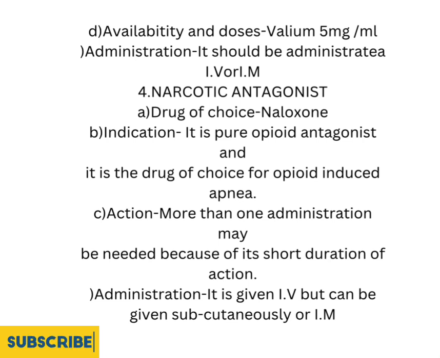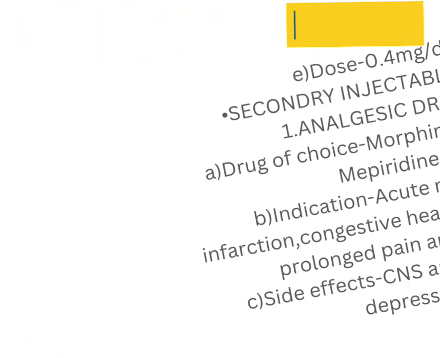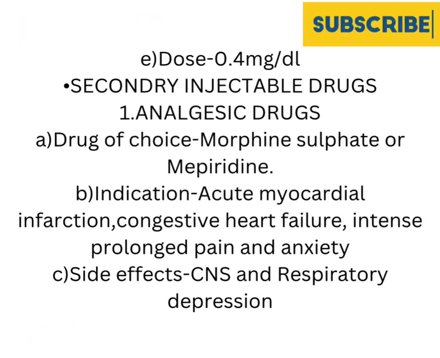4. Narcotic antagonist. A. Drug of choice: naloxone. B. Indication: it is a pure opioid antagonist, and it is the drug of choice for opioid-induced apnea. C. Action: more than one administration may be needed because of its short duration of action. D. Administration: it is given IV but can be given subcutaneously or IM. E. Dose: 0.4 mg per ml.